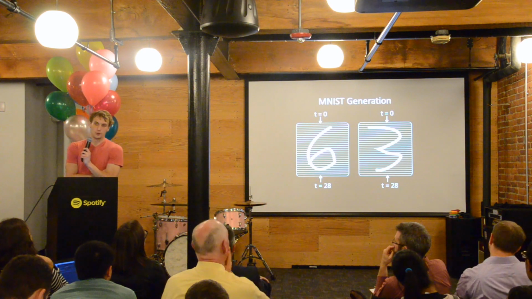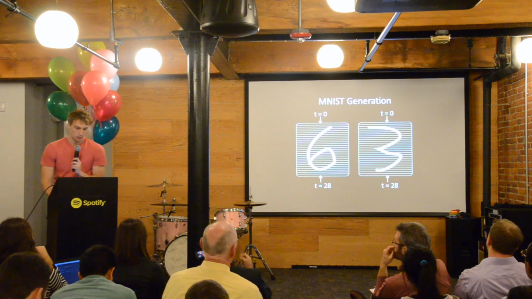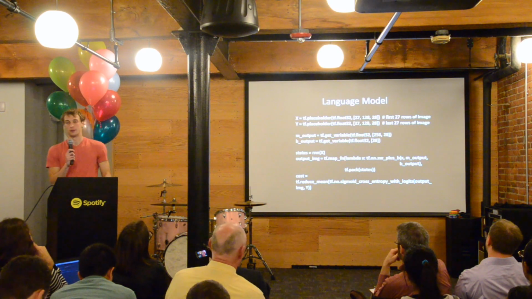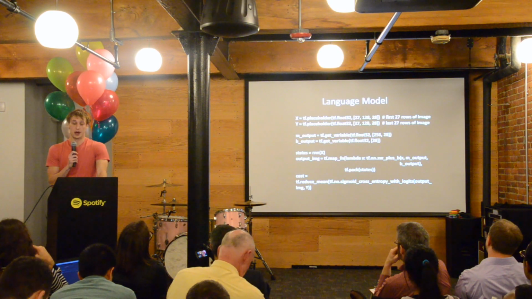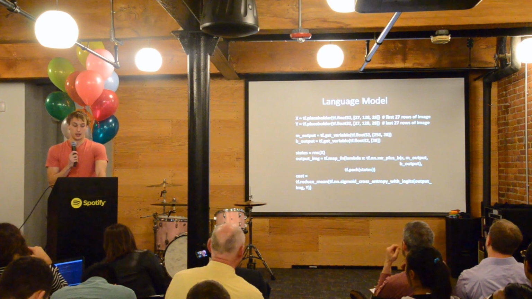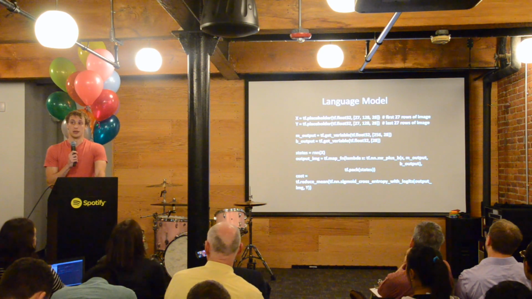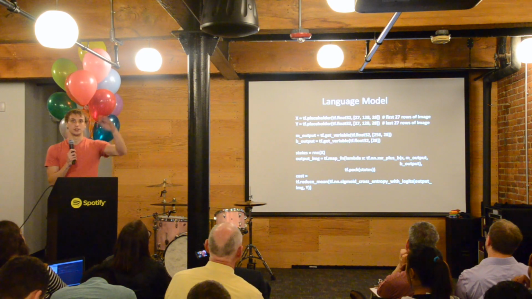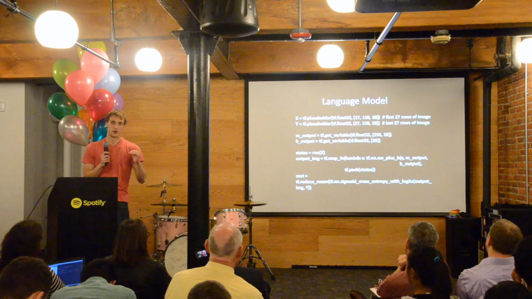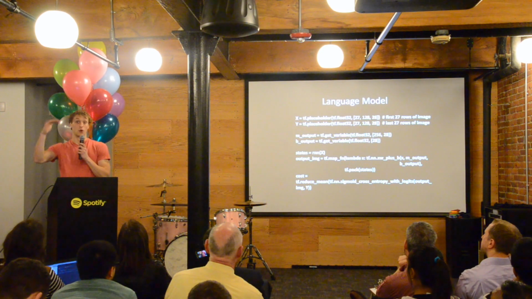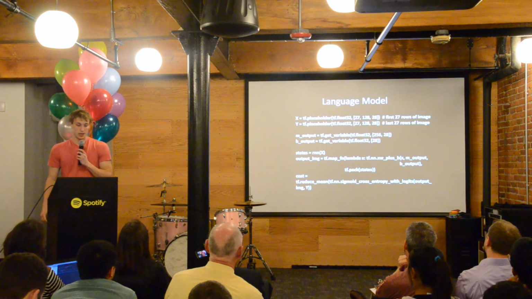And to train this model, we're going to take in the first 27 rows of the MNIST digit, and we're just going to try to predict the rest of the complementary digit. So it'll first see the start of the 6 up to the last row, and then using that, it's going to try to predict the whole 3 image.